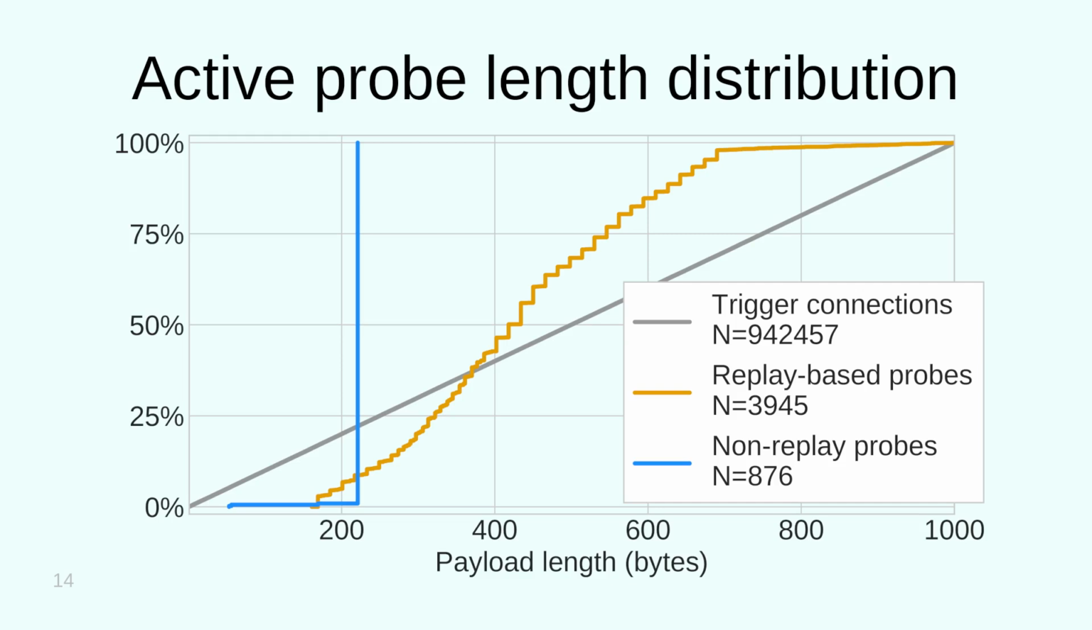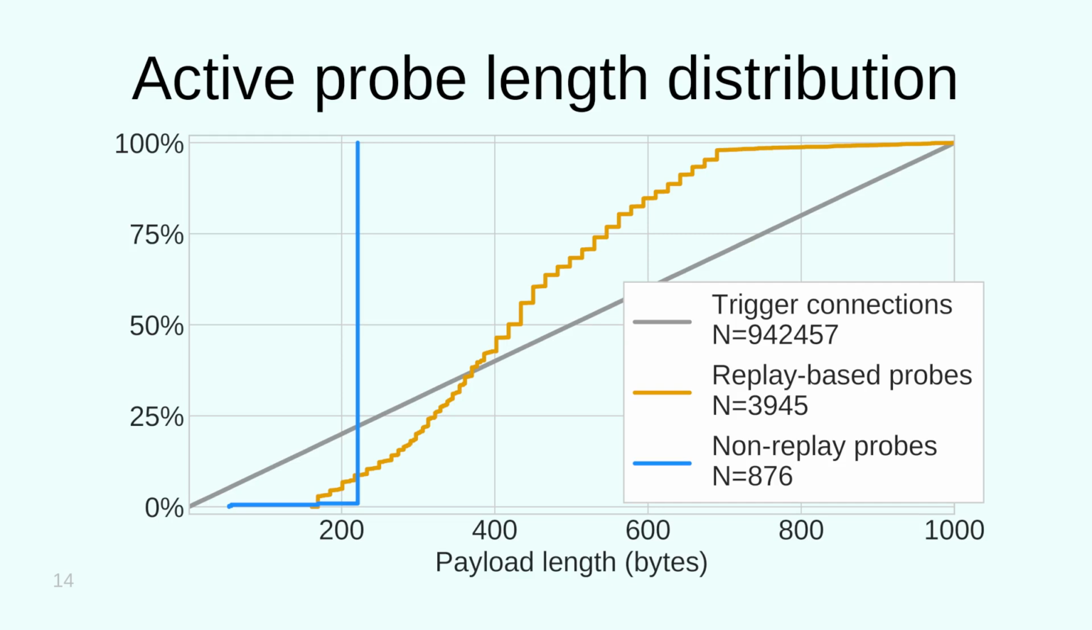So here we have another CDF. The gray line in the back is the authors' own trigger connections, and they tested packet lengths between 1 and 1,000 bytes, uniformly distributed. Now you can see the non-replay probes there with the expected peak at 221. The replay probes only occur in the interval of about 160 to 700 bytes. Lengths outside that interval were almost never replayed.